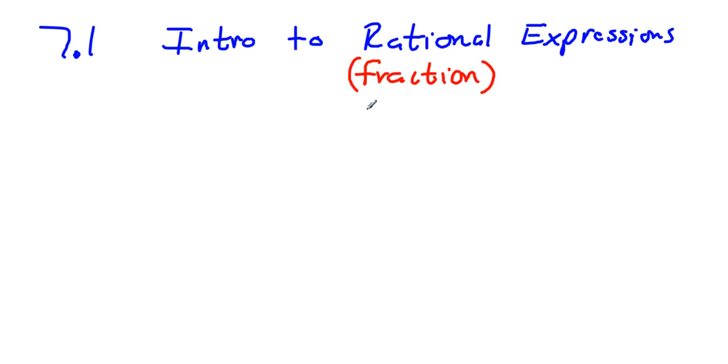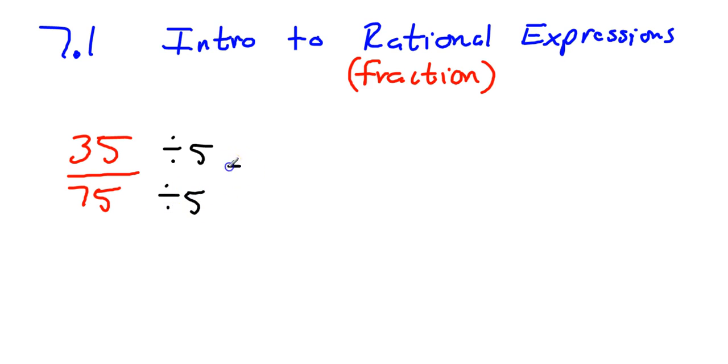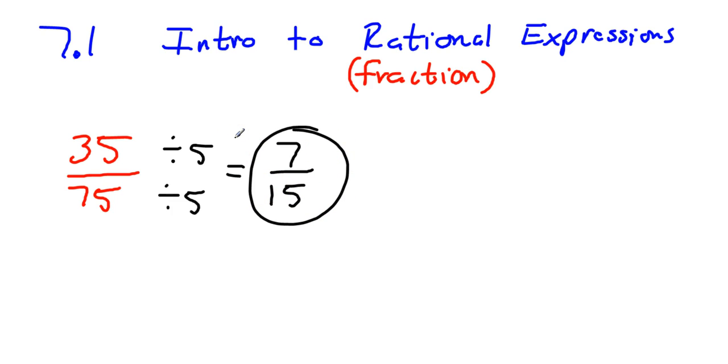And pretty much, you can almost take it back to something like 35 over 75. And if they ask you to simplify that one, what would you do? Find out what you've got in common, divide it by that number, right? In that case, 35 and 75, you can divide them both by 5. You can make it 7 over 15. And some of the problems, you're going to be basically doing that.